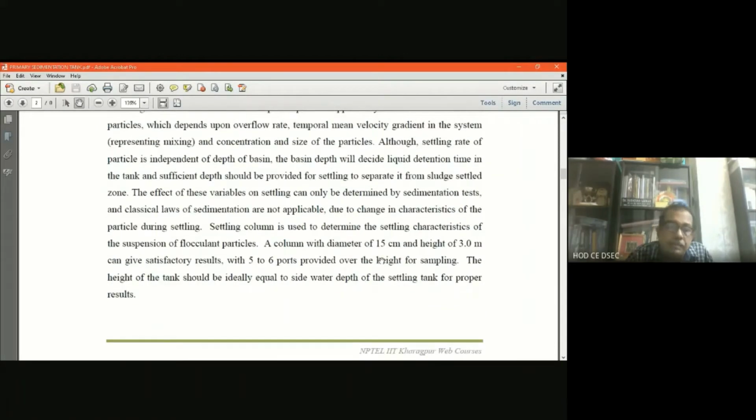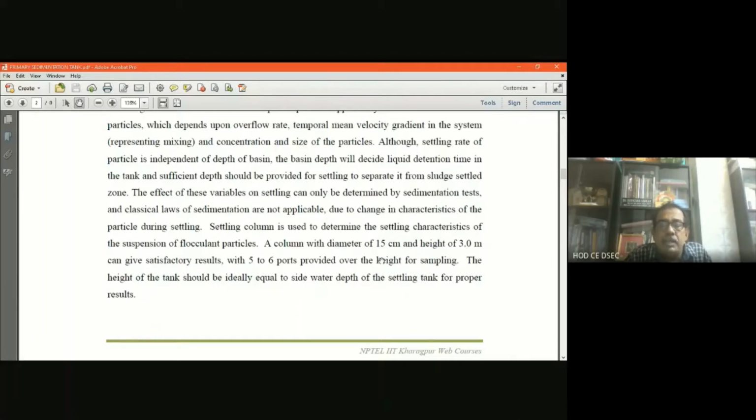I will show you a problem. Then this concept of the column will be much more clear if we demonstrate one numerical sum on this column. Generally, in the study of the settling column considered in this type of design of the primary sedimentation tank, that is the PST, the column diameter is basically 15 centimeter and the height of the column is 3 meter.